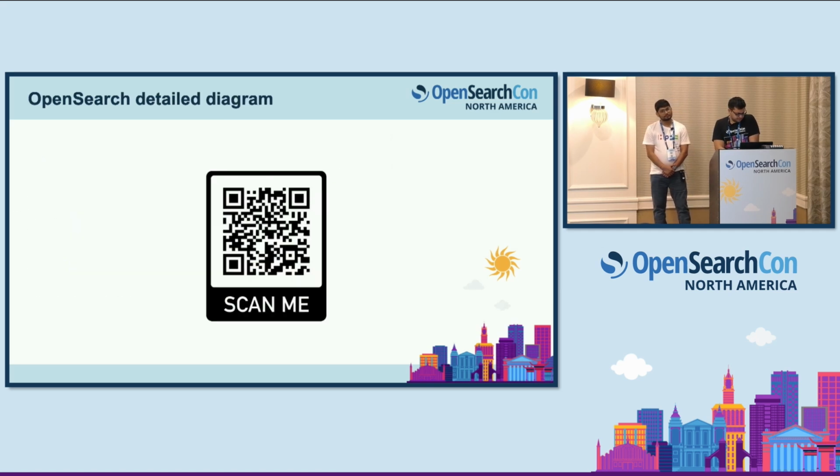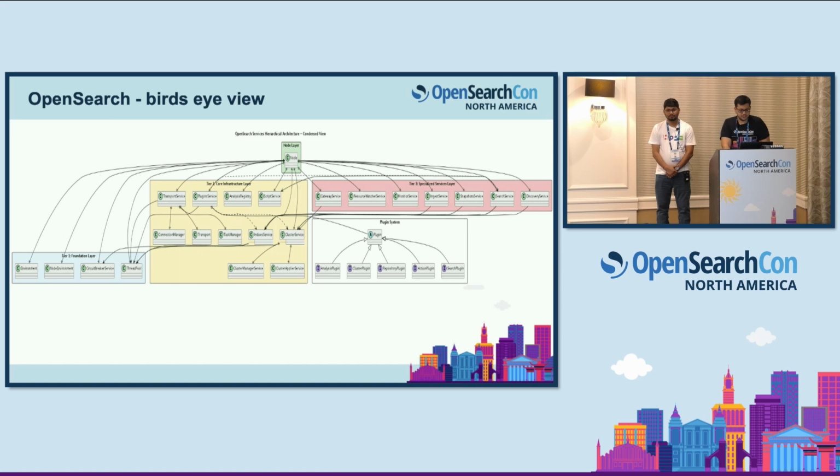So let's do a quick dive into OpenSearch. I'm going to go to the condensed diagram in a moment, but before that, if you want a detailed diagram, you can quickly scan it. We'll take 5 seconds for that. Yeah, so this is a detailed SVG diagram. You can have a look. 5, 4, 3, 2, 1. We good? Anyone? Good.